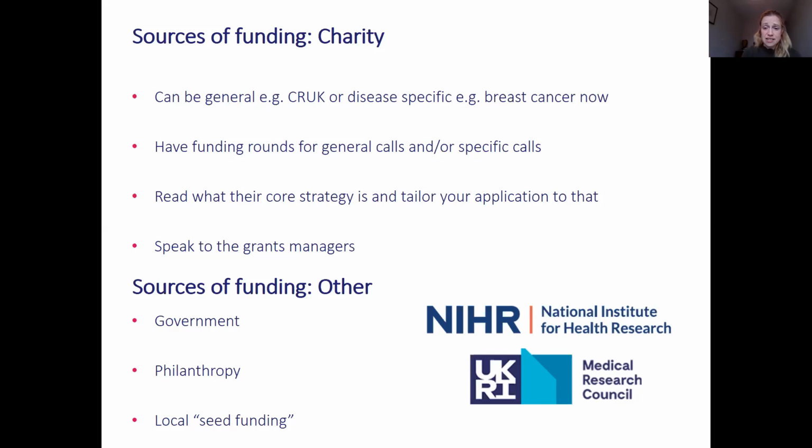Other sources of funding are, for instance, the government, where there are obviously big calls and ongoing calls as well, so it's worth checking out those websites. Philanthropy is also quite a useful source. Often your university might have a philanthropic fund, so it's worth approaching those people. A lot of COVID work was funded through that money.